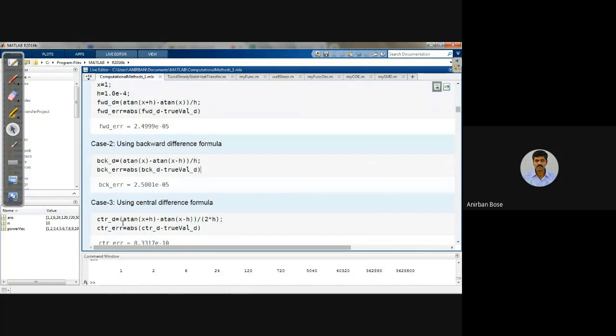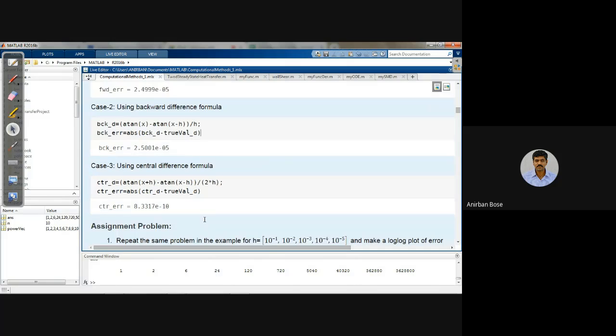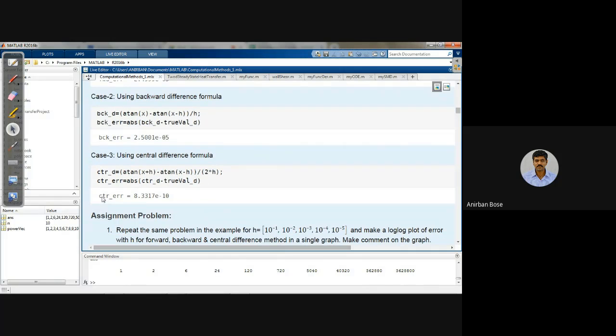You see, using the central difference formula, f of x plus h minus f of x minus h by 2h, the error that is coming is in the order of 10 to the power minus 10. So it is also proved that for the central difference formula the leading order term is the h square term, whereas in case of a forward or backward difference it is in the order of h. Here you can see the square of that quantity.